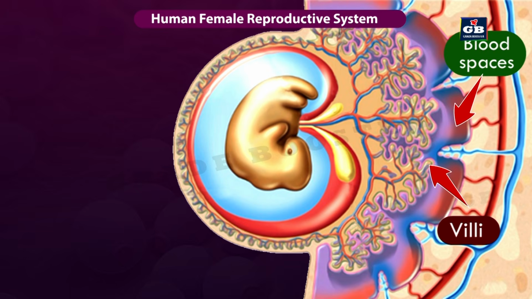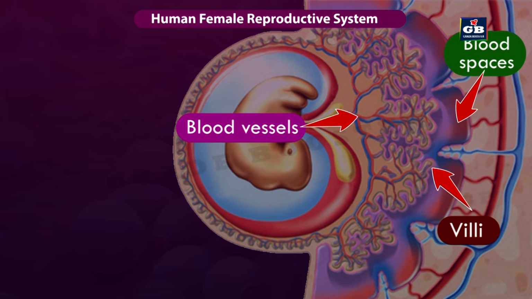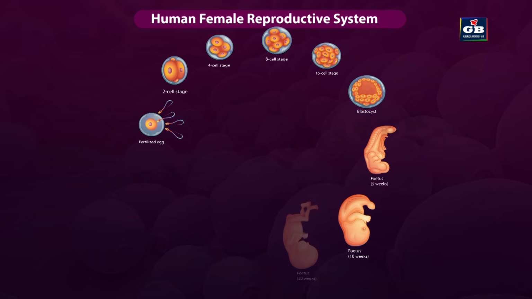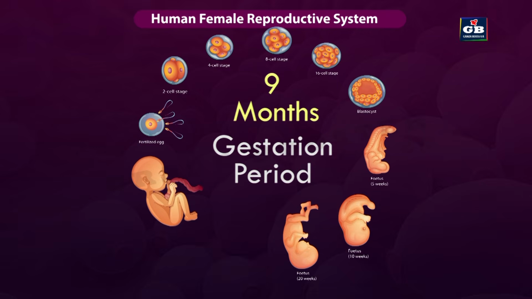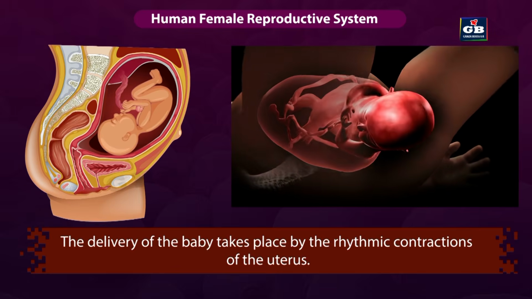This arrangement provides a large surface area for the exchange of materials between the blood of the mother and the blood of the baby. Here, the nutrients and oxygen are absorbed and wastes are released into the mother's blood. The development of the baby inside the mother's womb takes approximately 9 months. This period is called the gestation period. The delivery of the baby takes place by the rhythmic contractions of the uterus.